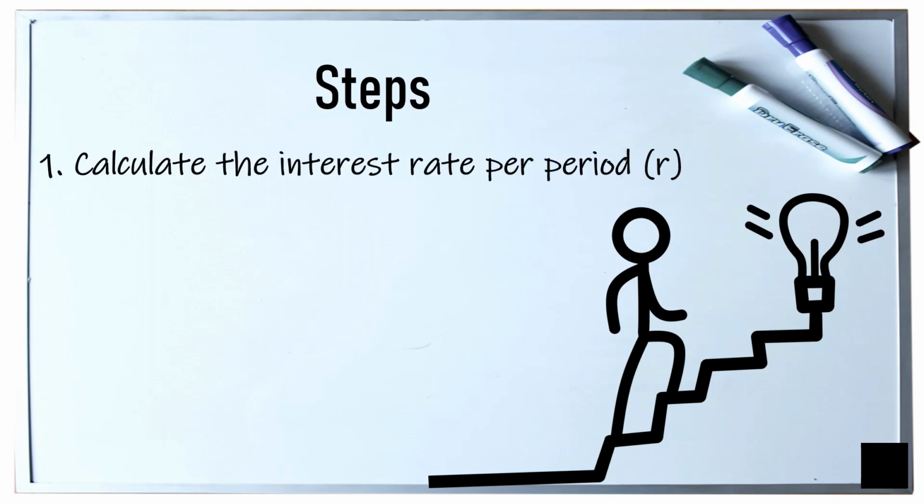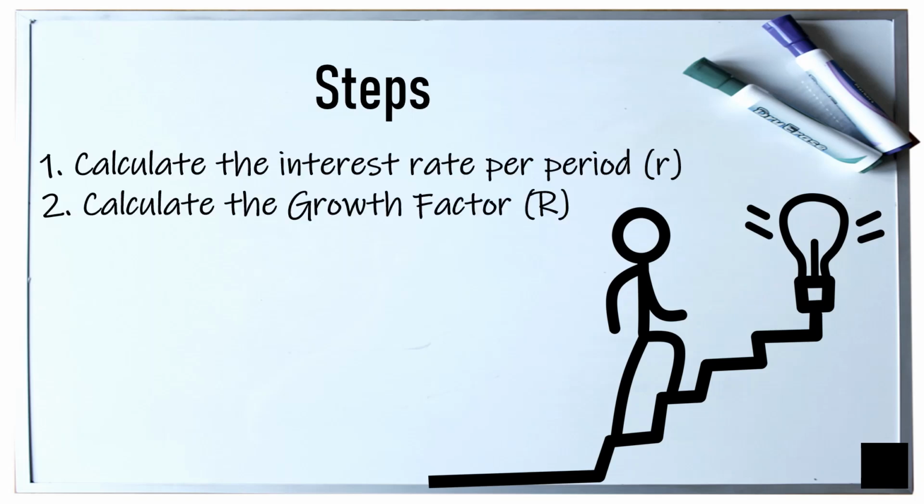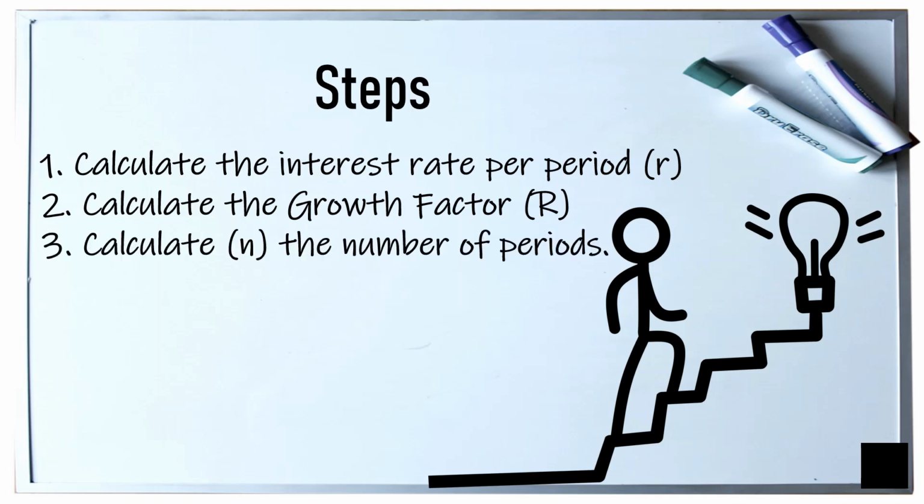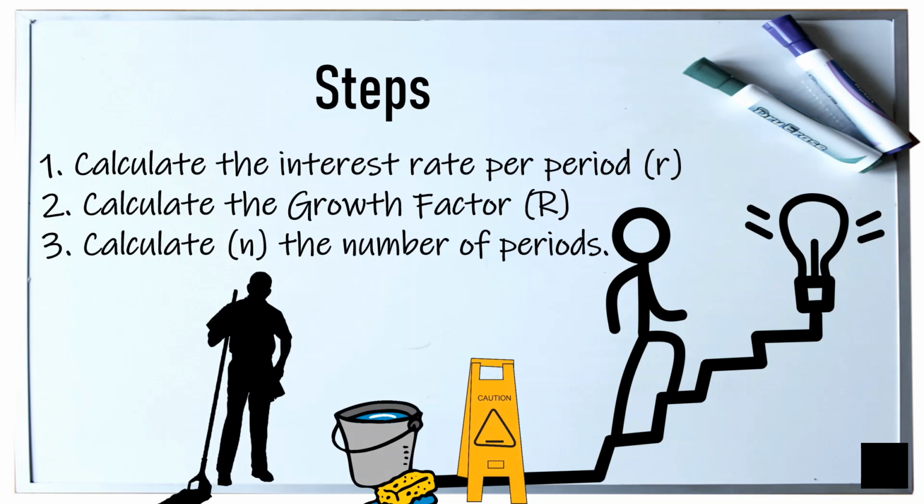Number 1, calculate the interest rate per period. Number 2, calculate the growth factor, which is our capital R. Number 3, calculate N, which is the number of periods.